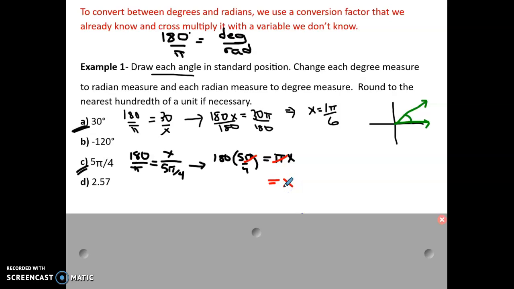Then all we're left with on the one side here is x, and on the other side we have to go 180 times 5 divided by 4, and so we'll get 225 degrees. Now it's easier to draw when it is in degrees, so when I think about drawing this, 225 degrees in standard position would be somewhere in quadrant 3, and again draw your arc to show where it would go.